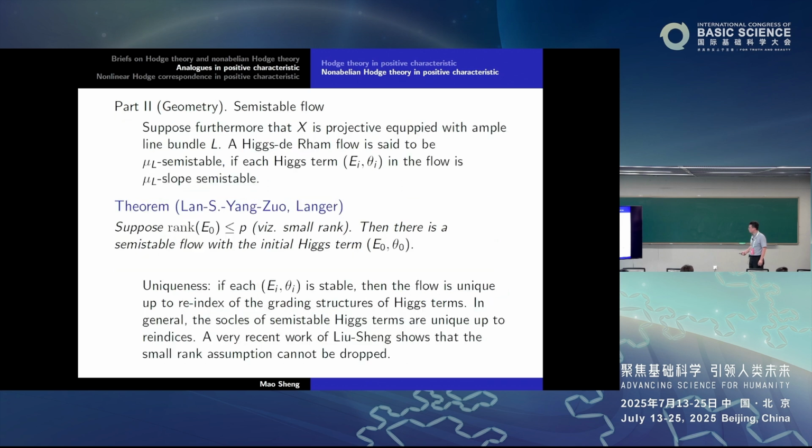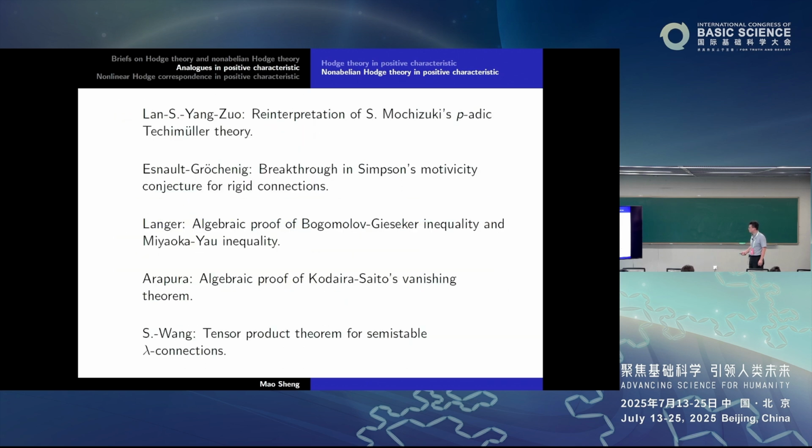Okay, then let's talk about some applications. Here I list 5 applications so far, but actually there are more. Our initial goal was really to establish a characteristic p, or torsion p, analog of the Hitchin-Simpson correspondence, the non-abelian Hodge correspondence. As an application of that, we can reinterpret Mochizuki's Pietro-Teichmüller theory using this framework.